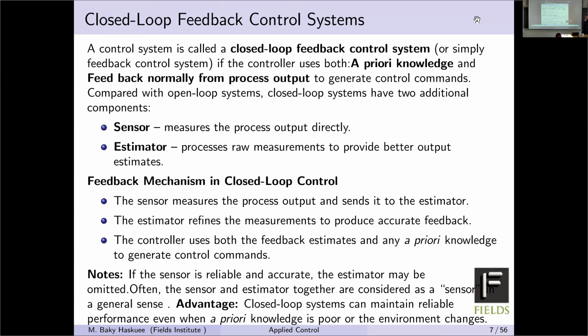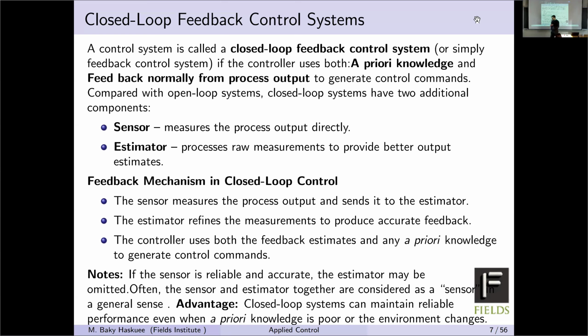This one not only uses prior knowledge, but also uses the feedback from the system. So both of them are used. It means that the controller will combine the prior knowledge with the feedback that it receives from the system. To have feedback, we need some additional components in our system. In a closed loop control system, we have two components. One is the sensors, and the other one is the estimator.